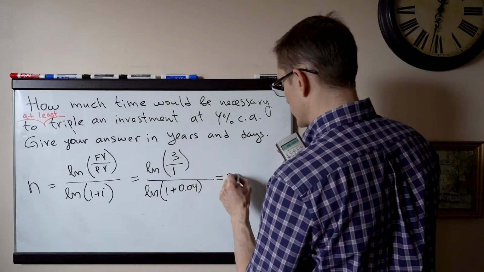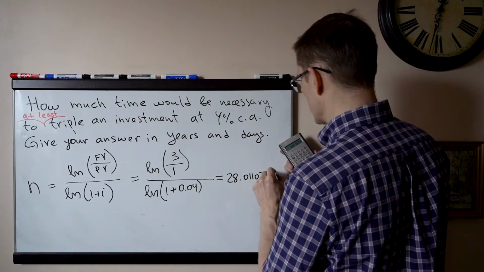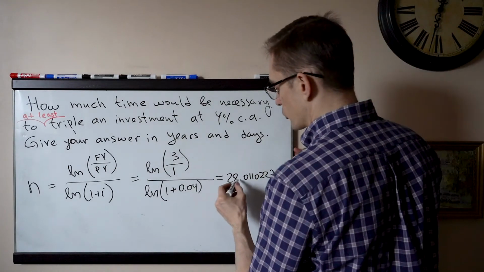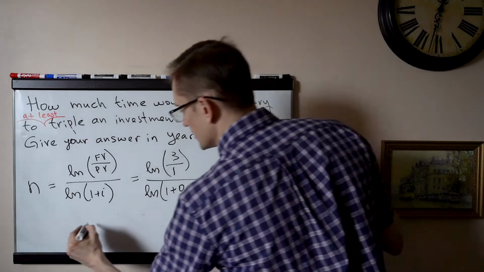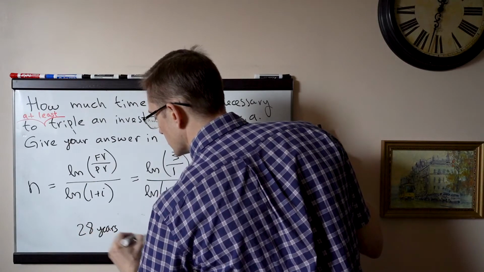Okay, so the answer is 28.01102276. Now, of course, that's 28 years because the rate is compounded annually. So I already know that it's 28 years.